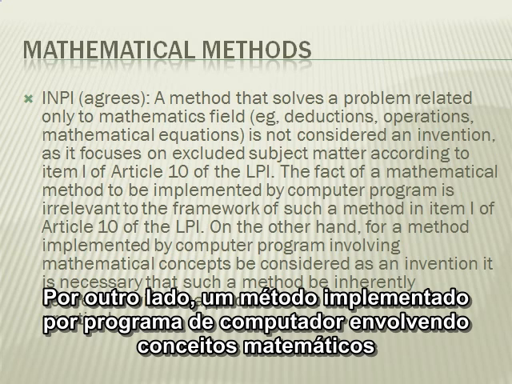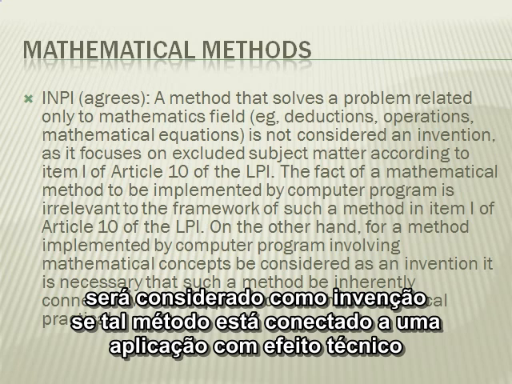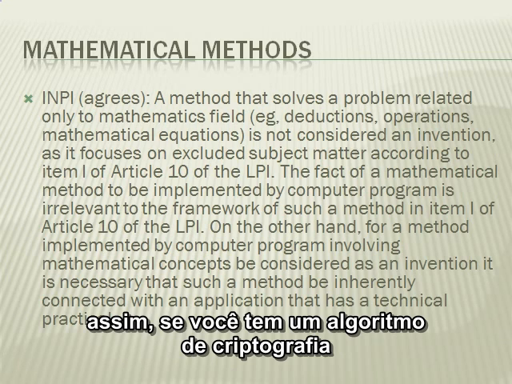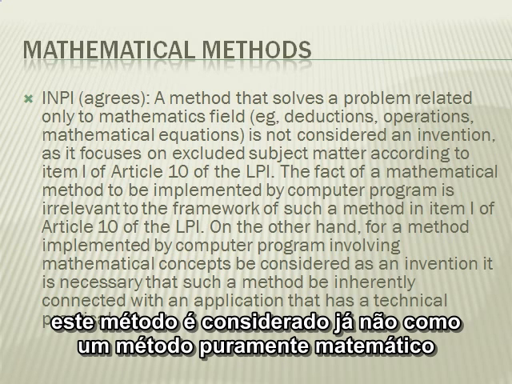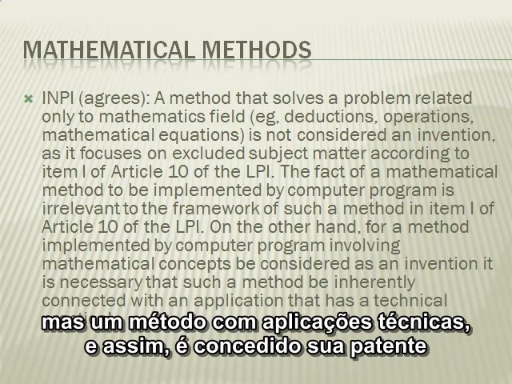On the other hand, for a method implemented by a computer program involving mathematical concepts to be considered an invention, it's necessary that such a method be connected with an application that has a technical effect. So, if you have an algorithm for encryption, this method is considered not purely mathematical, but has technical application, so it's granted.